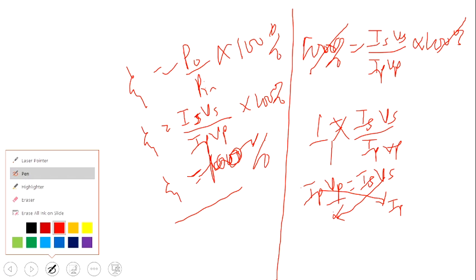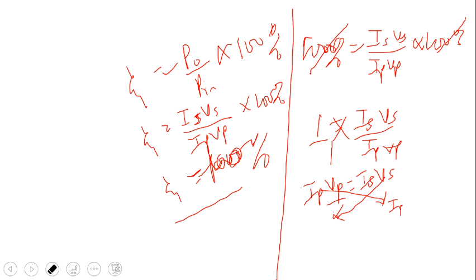So from this, if I rearrange what I just mentioned, my equation is VP over VS equals IS over IP. VP over VS equals IS over IP. That's what I'm going to have. That is for the first part.